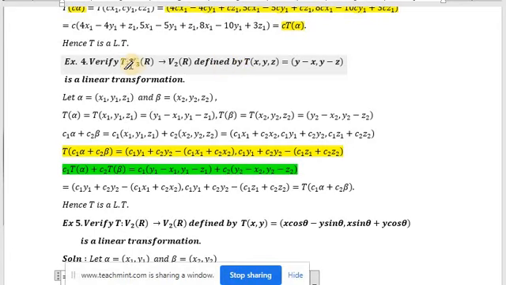Now the fourth question: verify that T from V3(R) to V2(R) defined by T of (x, y, z) is equal to (y minus x, y minus z) is a linear transformation. Then let alpha and beta be two arbitrary elements of V3(R). So we get T of alpha is equal to T of (x1, y1, z1), and T of beta is equal to T of (x2, y2, z2).